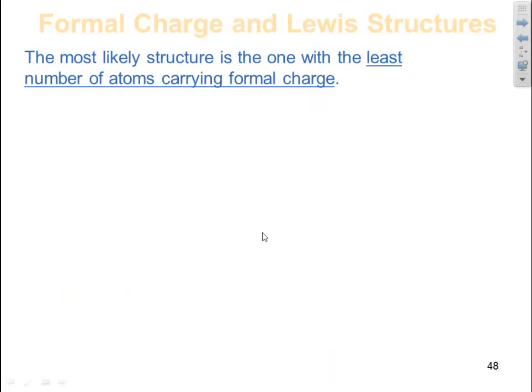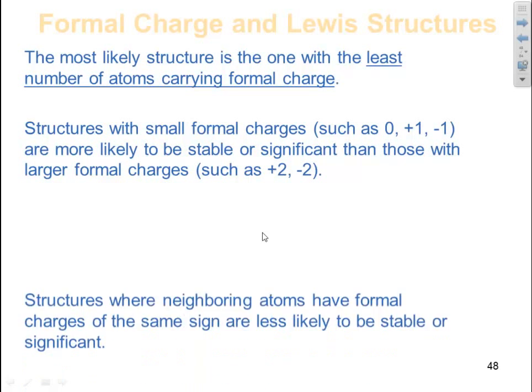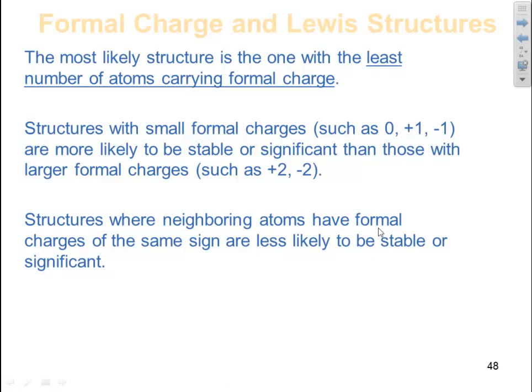The most likely structure is the one with the least number of atoms carrying a formal charge. Structures with small formal charges, such as 0, +1, -1, are more likely to be stable or significant than those with larger formal charges, such as +2, -2, etc. Structures where neighboring atoms have formal charges of the same sign are less likely to be stable or significant. If I have two atoms attached to each other and they both have the same sign, meaning both negative or both positive, that's highly unlikely. Okay? It's more likely when you have a negative next to a positive.